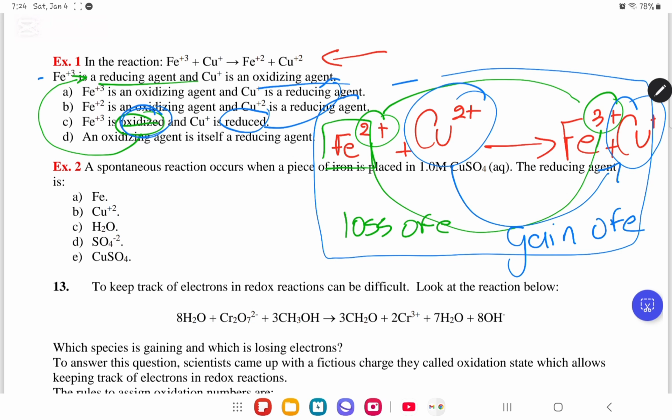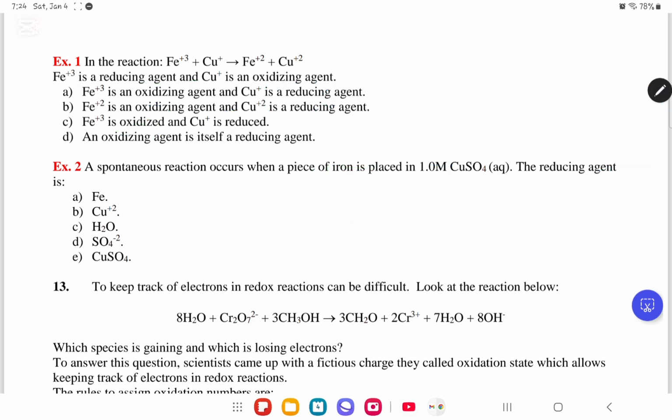So for exercise 1, there are many ways to find out what the answer is. You can either do it like this, or you can directly go to the statement below. Fe3+ is a reducing agent. That means it was oxidized. Then Cu+ is the oxidizing agent. That means it was reduced. And very simply, you found your answer to be C.